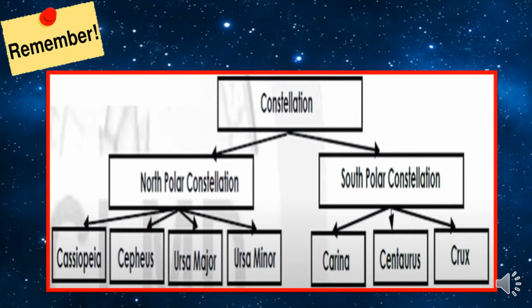Remember that constellations have North Polar Constellation and South Polar Constellation. For the North Polar Constellation, we have the following: Cassiopeia, Cepheus, Ursa Major, and Ursa Minor. And for the South Polar Constellation, we have Carina, Centaurus, and Crux.